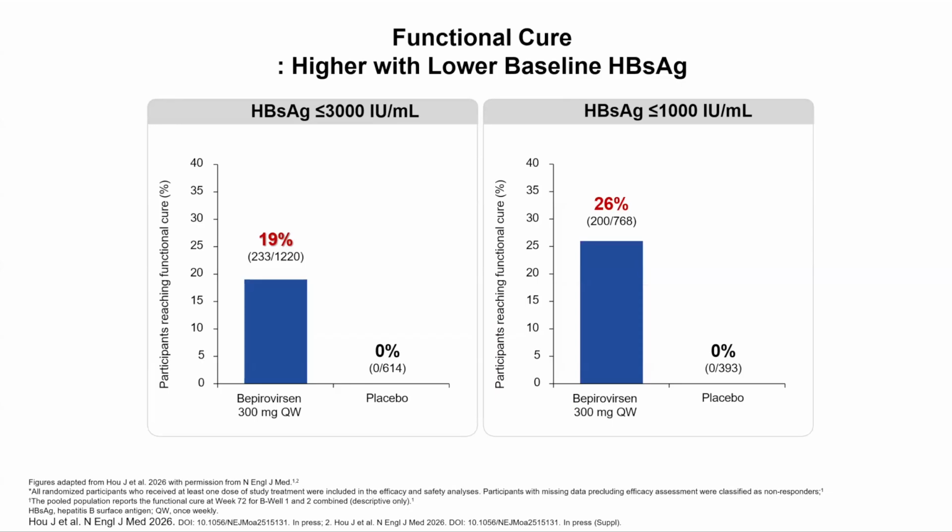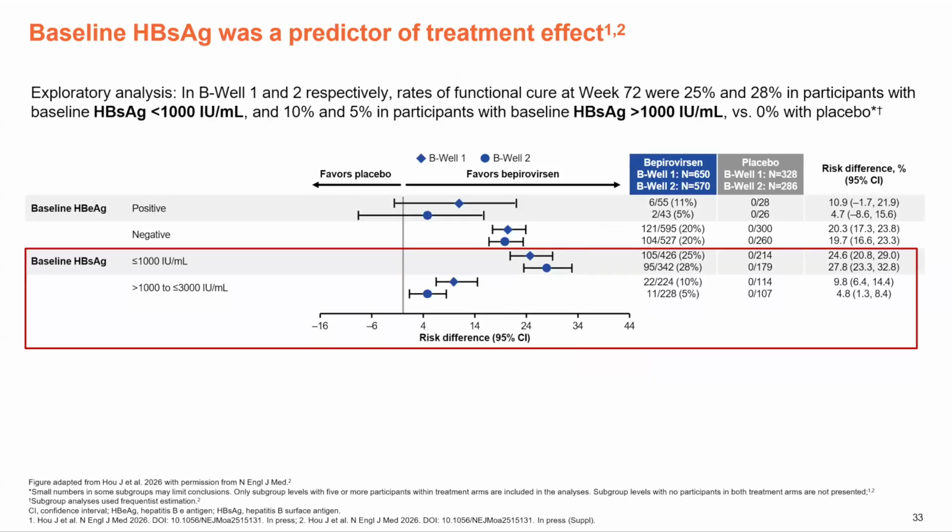Functional cure with bepirovirsen was strongly dependent on baseline HBs antigen. In patients starting at or below 3,000, the cure rate was about 19%, but in those at or below 1,000, it rose to 26% versus 0% on placebo in both studies. So the lower the starting HBs antigen, the better the response to the new drug. The biomarker predicts who benefits.